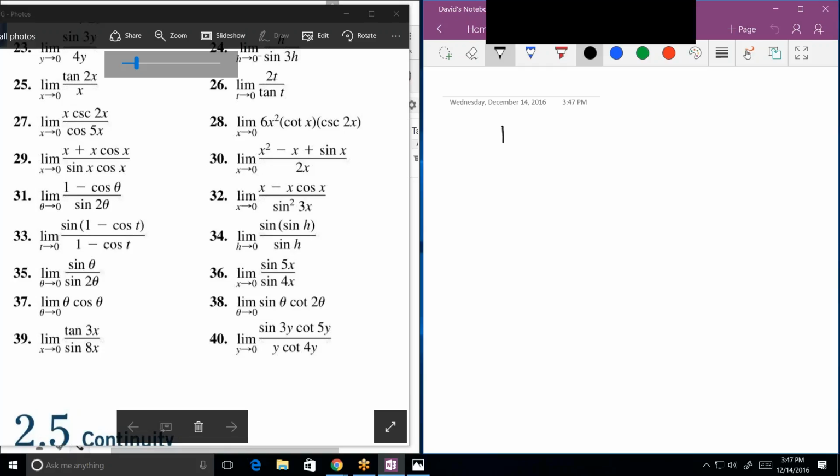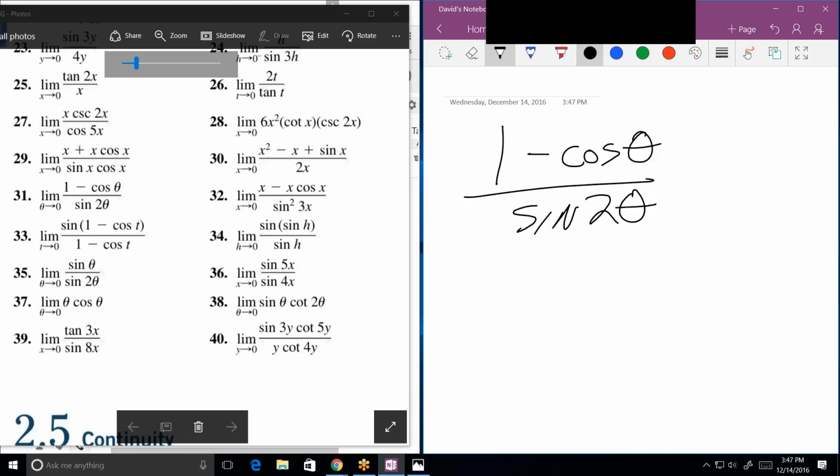Okay, let's look at 31. We've got 1 minus cosine of theta over sine of 2 theta. So I would have to... Could I move the 1 to the other side of the cosine? Can you do what? Could I make it cosine minus 1? Well, here's the one that we know: 1 minus cosine of theta over theta is equal to 0. But we don't have that. We have 1 minus cosine of theta over the sine of 2 theta. So multiply by 1/2? No, that's not going to help either. I'm thinking.